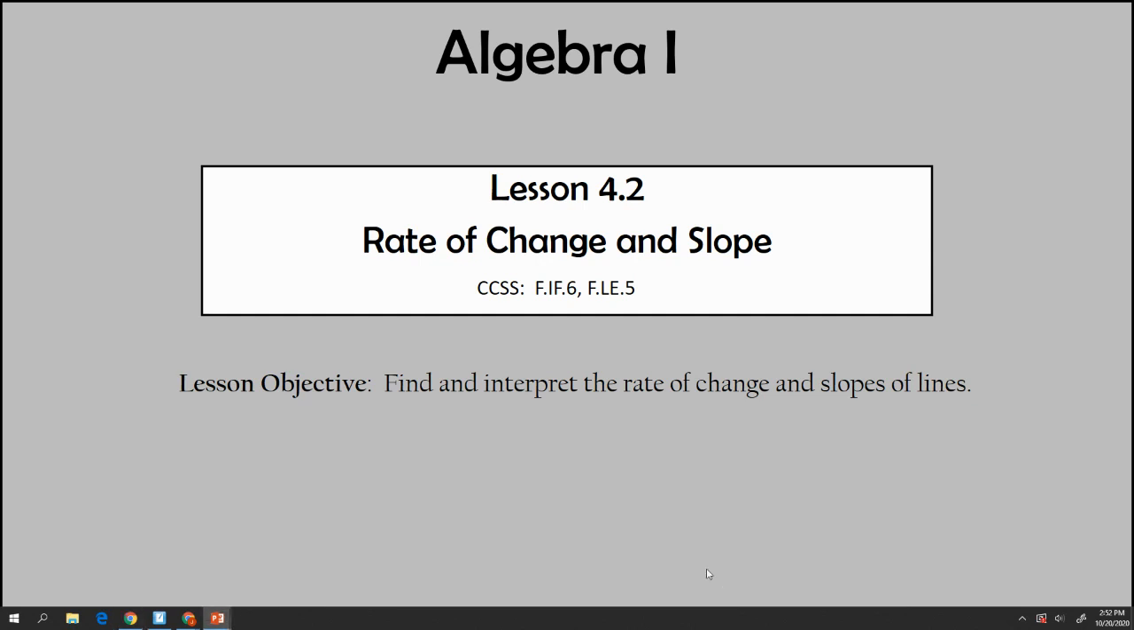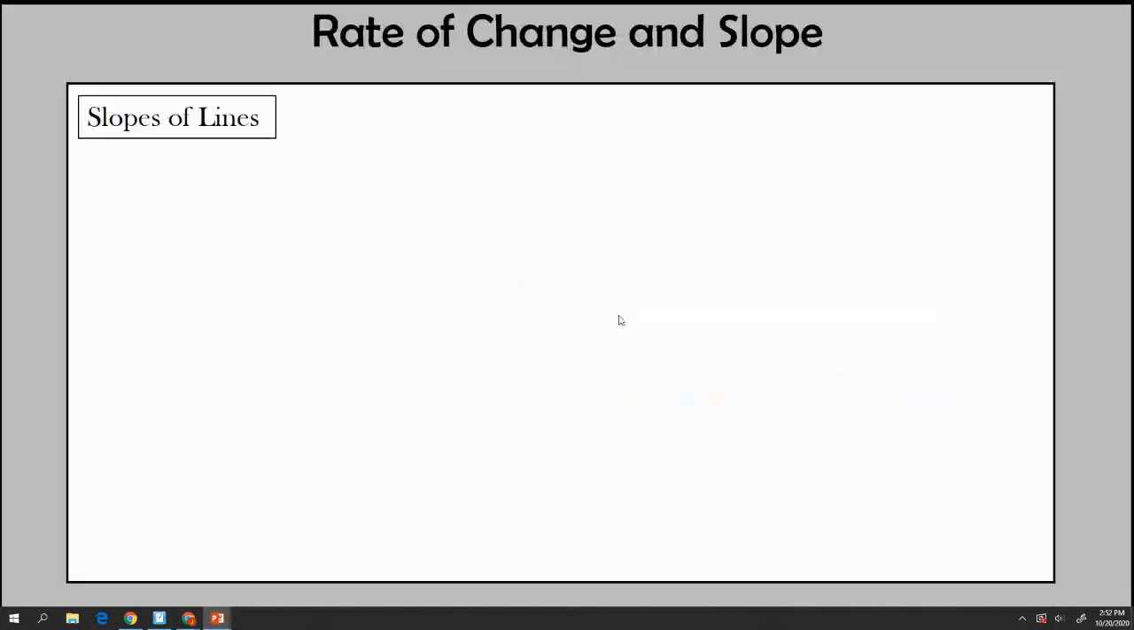All right, today we're going to work on lesson 4.2, which is on rate of change and slope. You're going to see how similar these two really are. We're going to look at them in a couple different comparisons. But the bottom line today is we want to be able to interpret the rate of change and slopes, and we want to be able to apply these to graphs and making graphs.